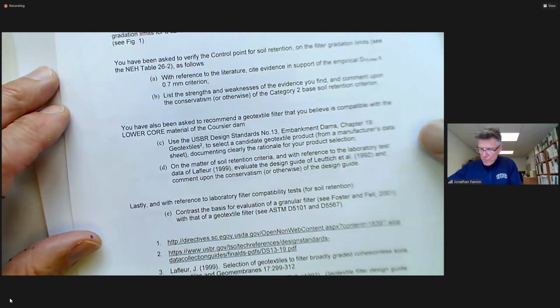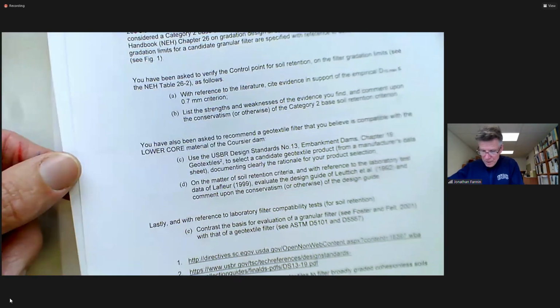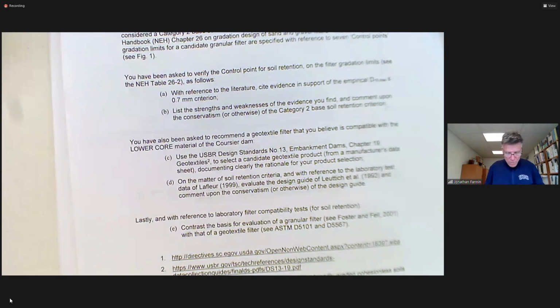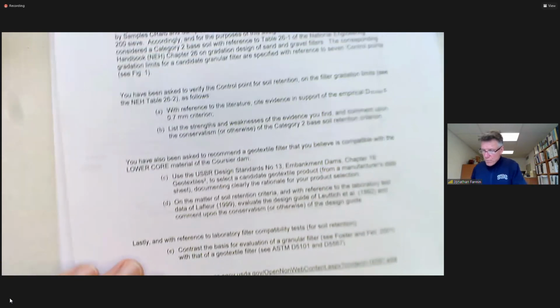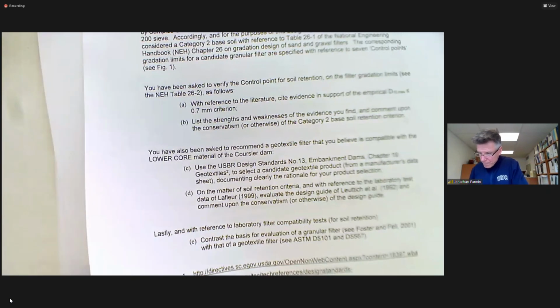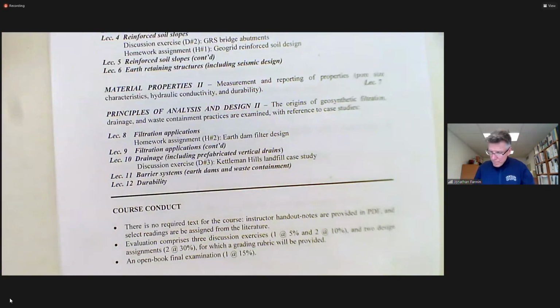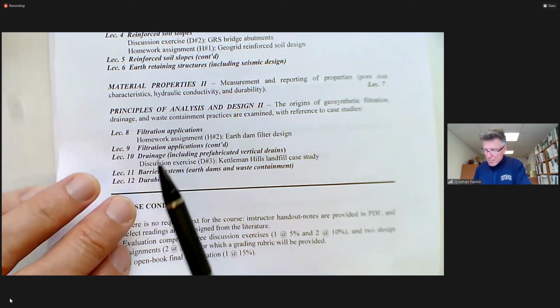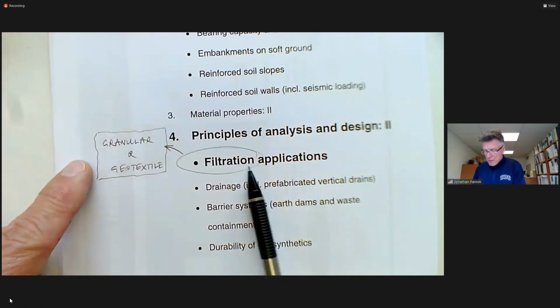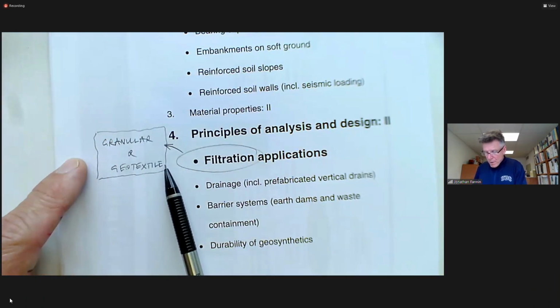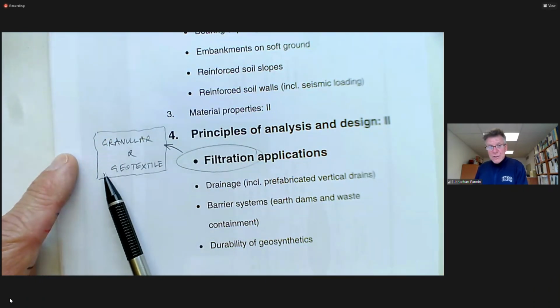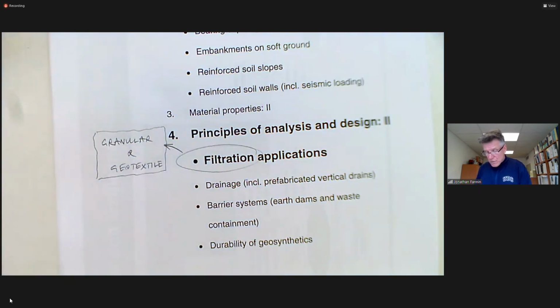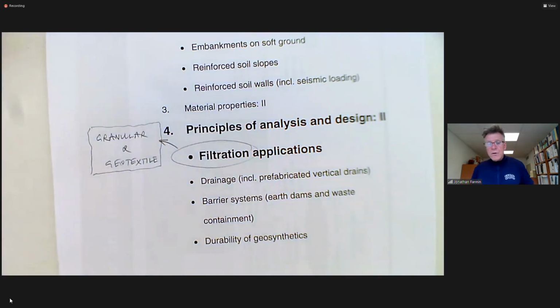So it's informed by this that we will complete our work on the filter applications. I'll be primarily looking at geotextiles, but I want to have this companion world of the granular filters, and that's where we're going to be headed in the lecture next week.